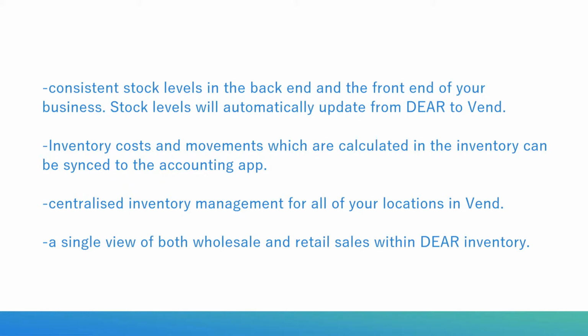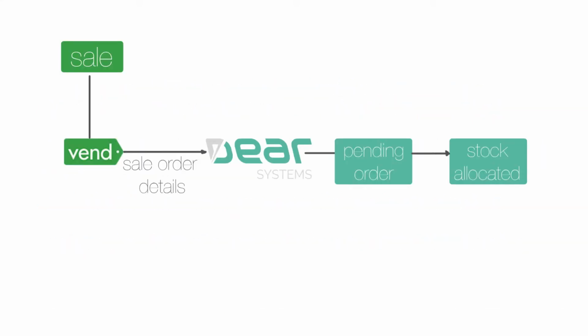Within Dear, you can have centralized inventory management for all your locations in Vend. You will also have a single view of both wholesale and retail sales within Dear inventory. Dear provides advanced multi-directional integration with the Vend point-of-sale platform. In general, integration between Dear and Vend works in the following way.